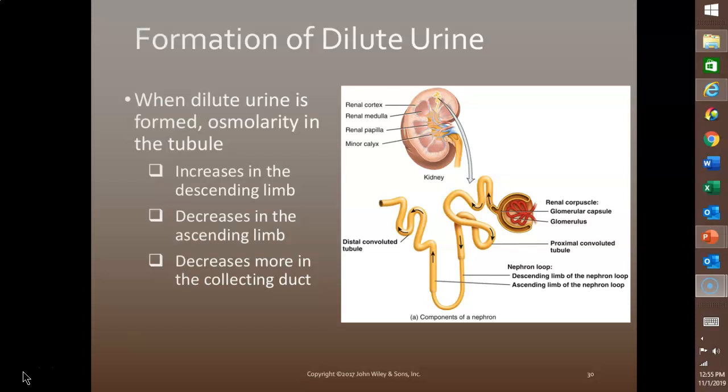The osmolarity is increasing. Then the osmolarity decreases as that filtrate flows up the ascending limb because the water's staying in the tubule, and the osmolarity decreases even more as that filtrate flows through the rest of the nephron and into the collecting duct because the water is staying in. Therefore, there's more water forming a very dilute urine.